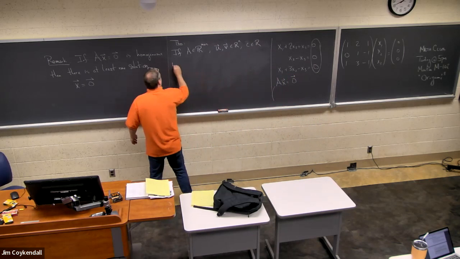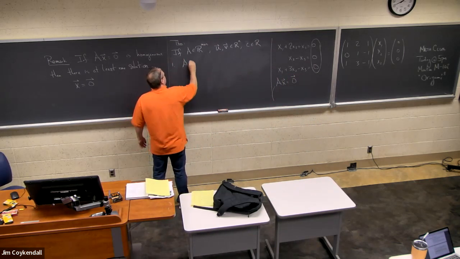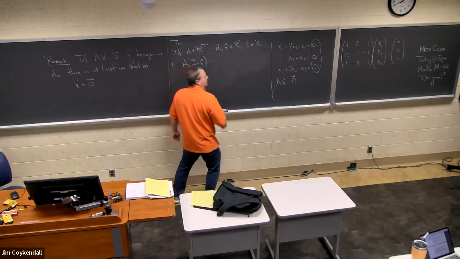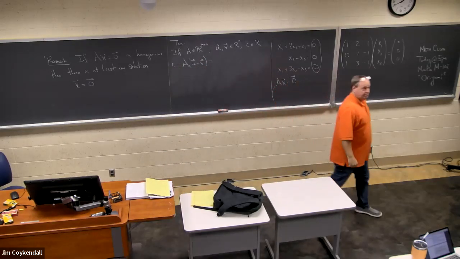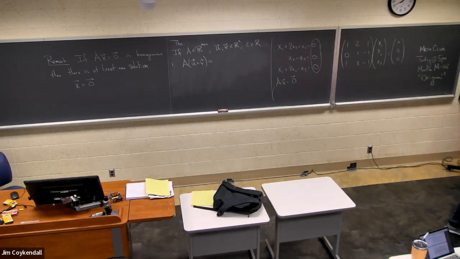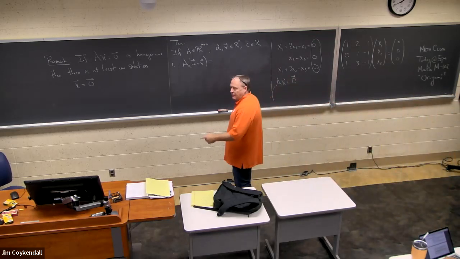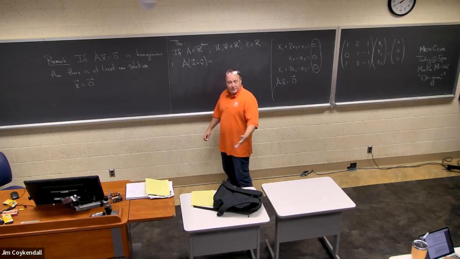Number one, A times the sum of U and B. What do you hope? Yeah, A times U plus A times B. Right, I hope that too. And look, yes, that's what happens.